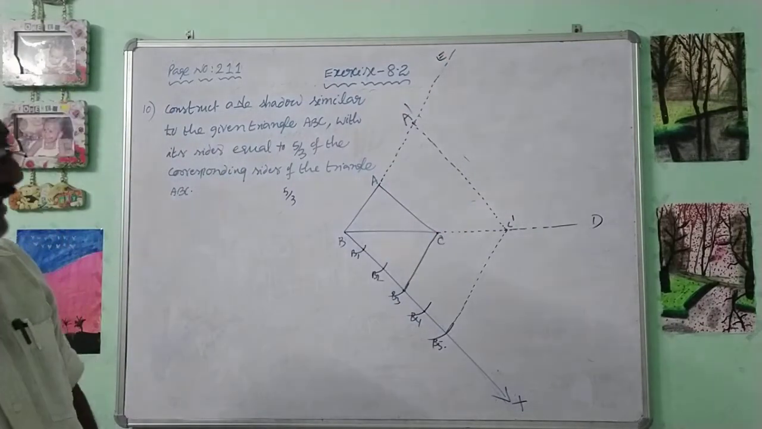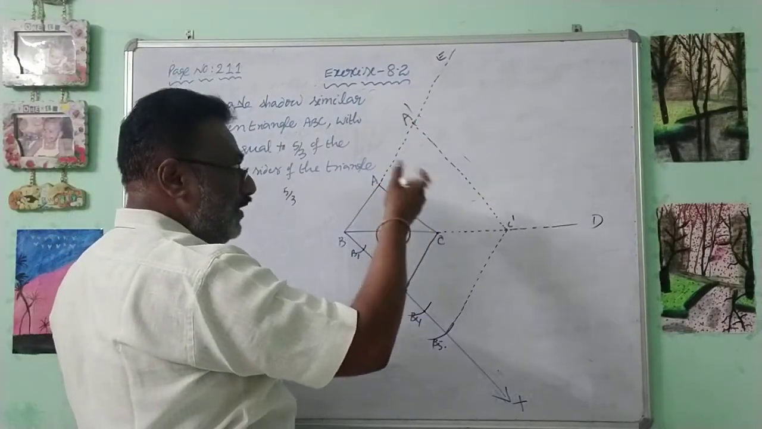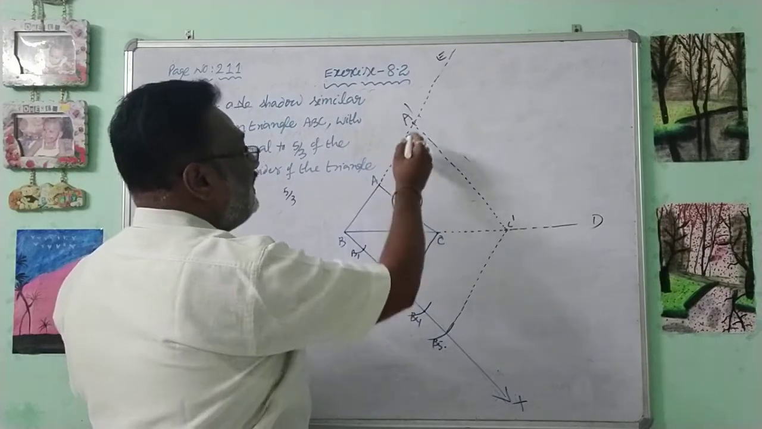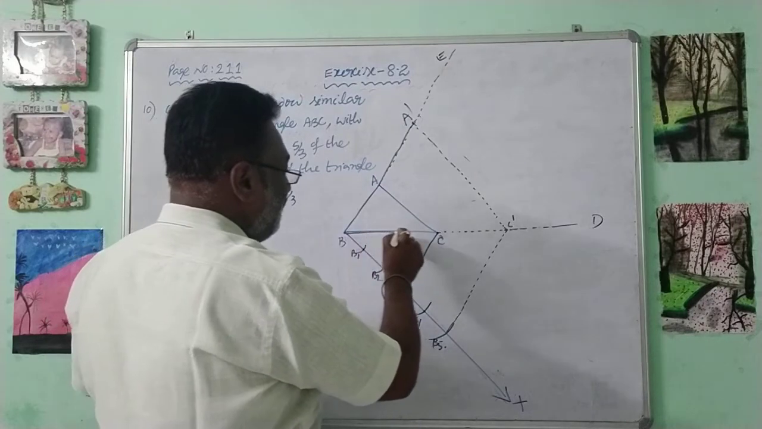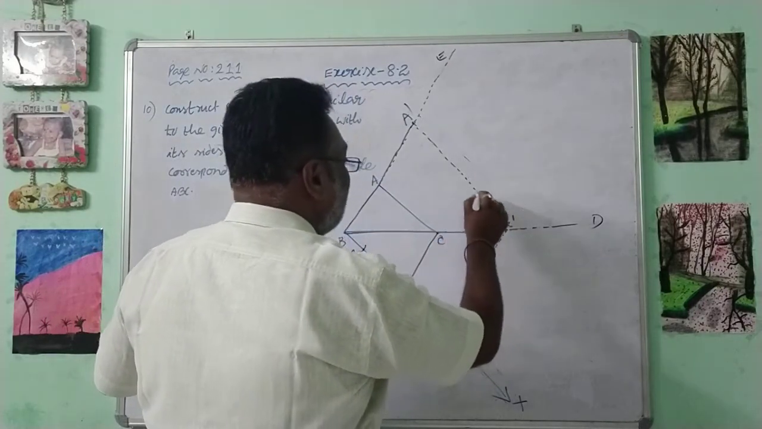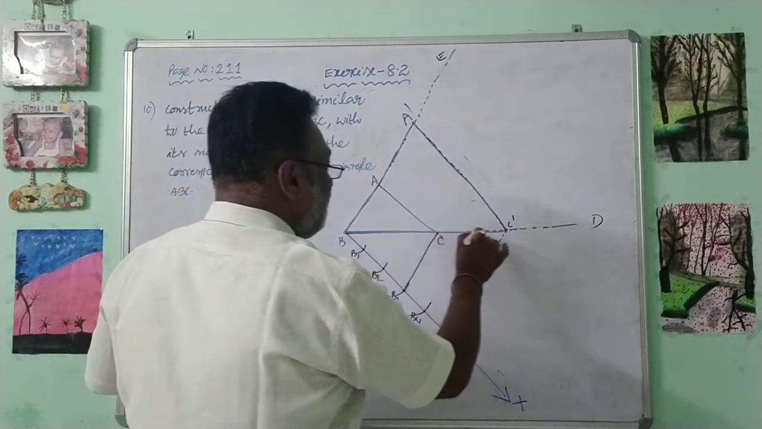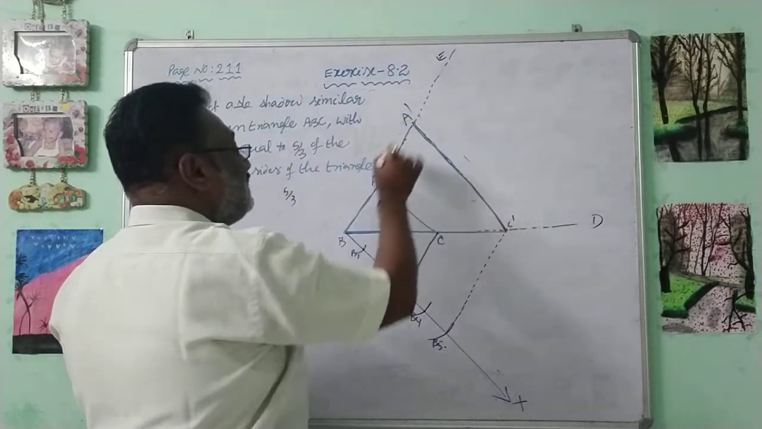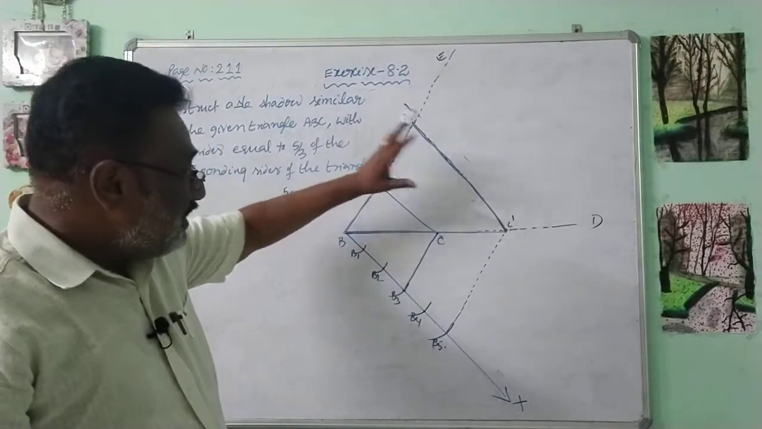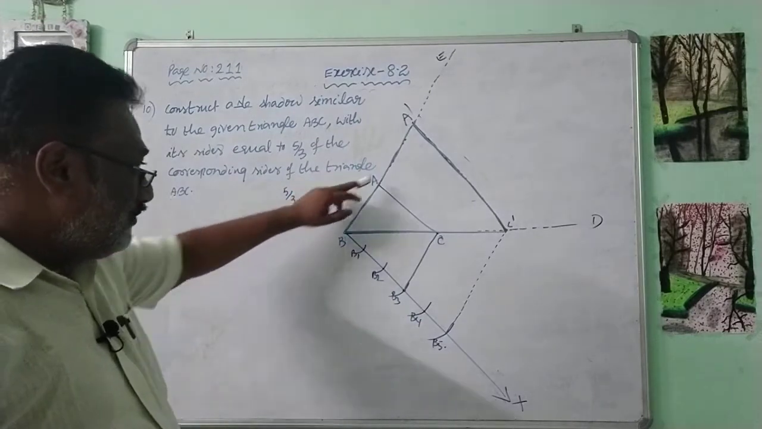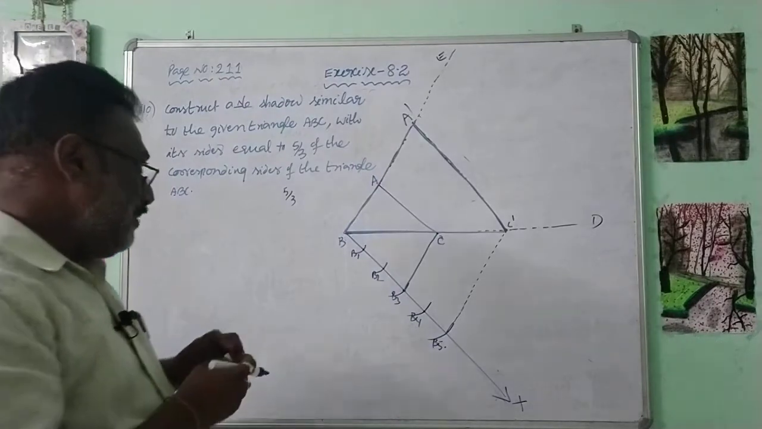At A dash. Now listen to me. The required triangle, the shadow of ABC, is nothing but A dash B C dash. This is our required triangle. So this triangle is the shadow of the given triangle ABC, or this is a similar triangle which is 5/3 part of triangle ABC. That's all. Here one more thing you need to remember.